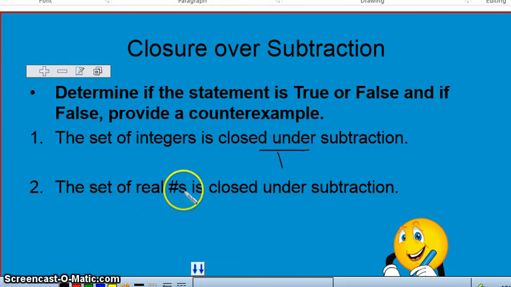And finally, the set of real numbers is closed under subtraction. Can we subtract two real numbers, numbers we know how to work with, and get some number that's imaginary? Definitely not. So that is also true. And that is it for lesson 6.